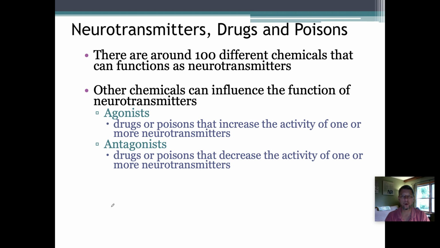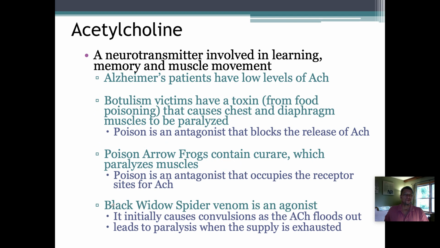Now, I'm not going to go through all 100 of these, but we'll talk about the most common 4 or 5 of them so that you have at least some idea of how they work. So the first one is acetylcholine. All right, and you saw this one earlier. It was abbreviated as ACH. All right, acetylcholine. And this is a neurotransmitter that's involved in learning, memory, and muscle movement. So you can see that this is obviously a very important neurotransmitter for our purposes here.